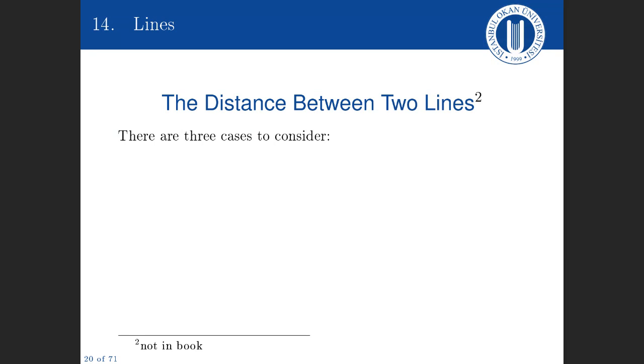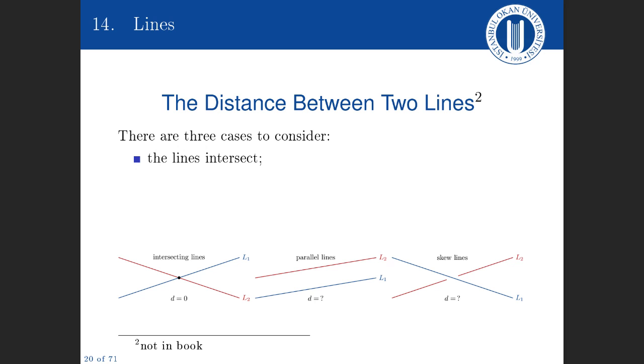The next idea is the distance between two lines. Here, there's three cases we should think about. Either the two lines intersect, that's the easiest one. If they intersect, then the distance between them must be 0.